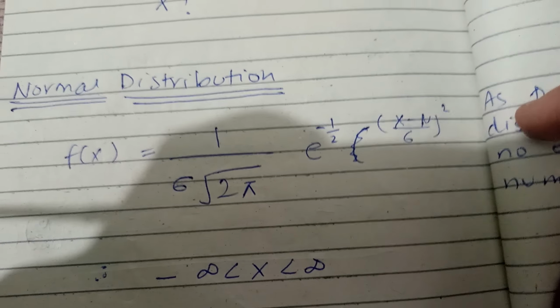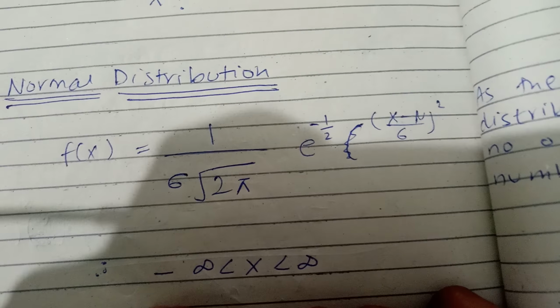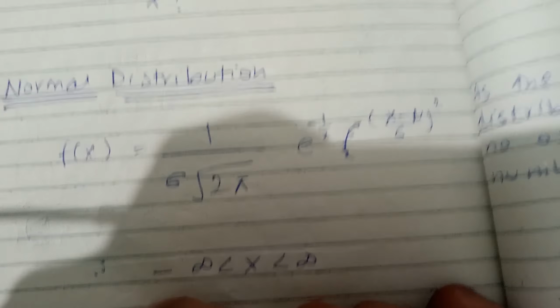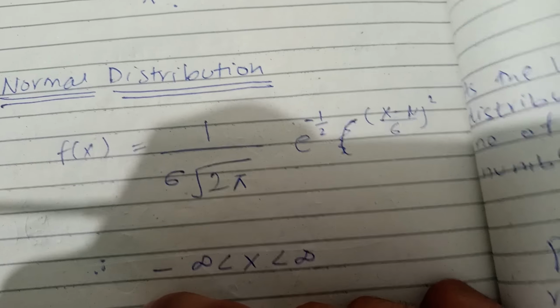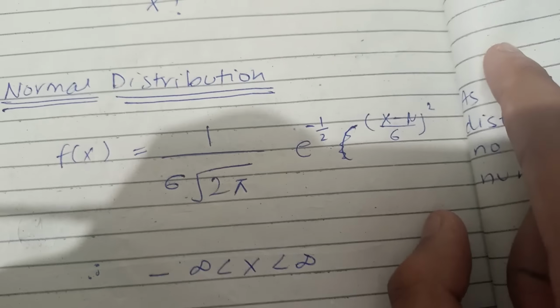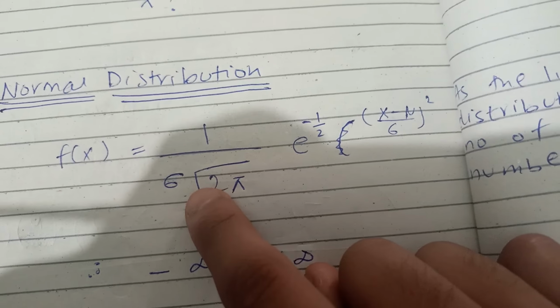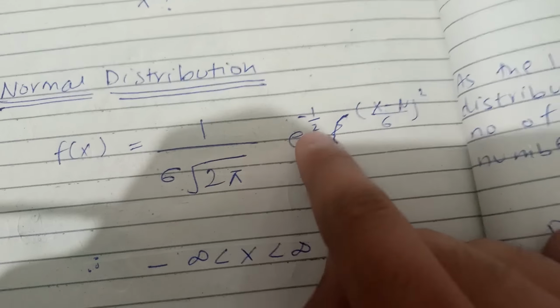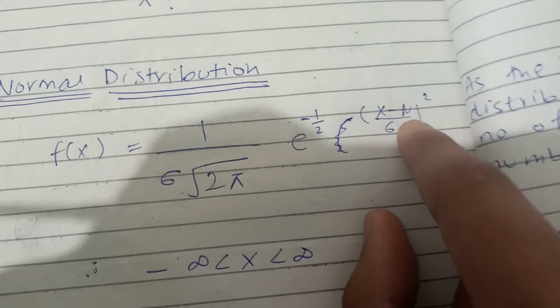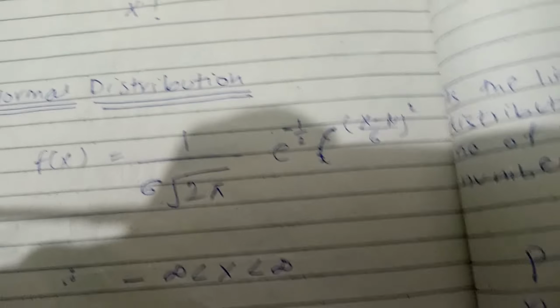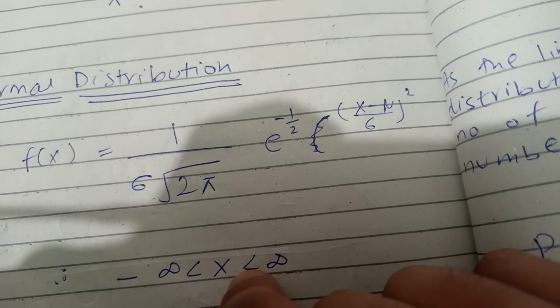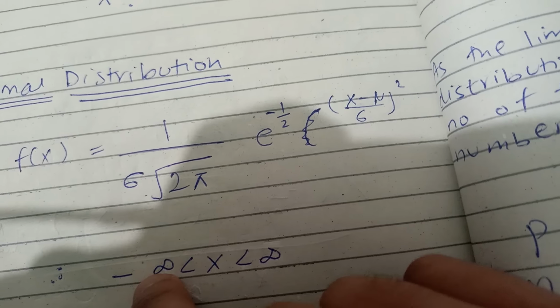We're going to talk about normal distribution, as I had been with binomial and Python in my previous videos. So now I'm going to talk about normal distribution. The formula for normal distribution is 1 over sigma root 2 pi, e raised to minus 1 by 2 times (x minus mu by sigma) squared. The x will range from minus infinity to infinity.